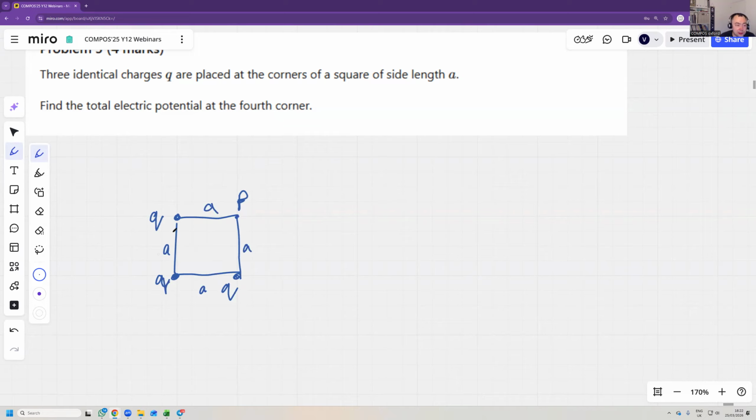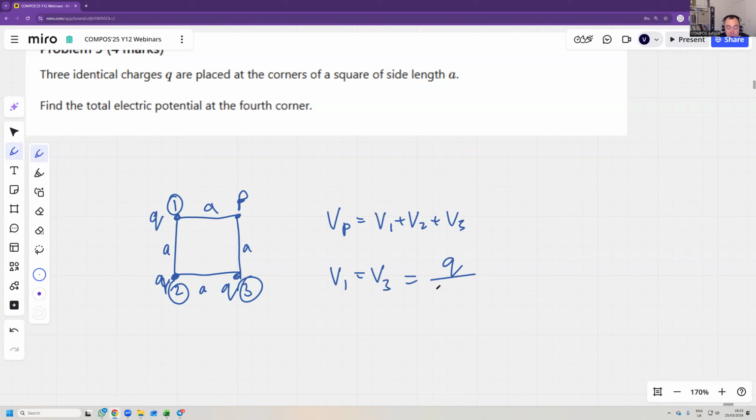And let's call it the potential at P. Potential at P is equal to V1 plus V2 plus V3. This is vertex 1, vertex 2, and vertex 3. So V1 and V3 are the same because they're the same distance. So that's Q over 4 pi epsilon naught A.